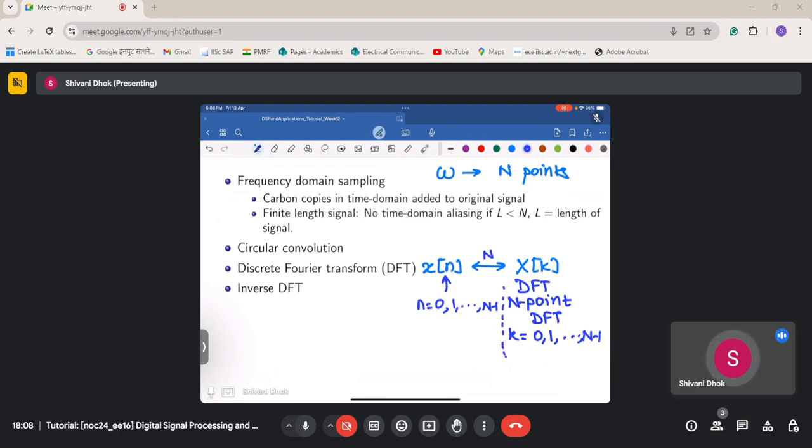So if this signal x of n has a length greater than n, then we'll have to discard some samples, and if it has a length of less than n, then we'll have to append some zeros. And similarly, we'll have the inverse DFT corresponding to that. So this was all that was covered in week 12. If you have any questions, then let me know. Otherwise, I'll just move on to the questions that I have planned.